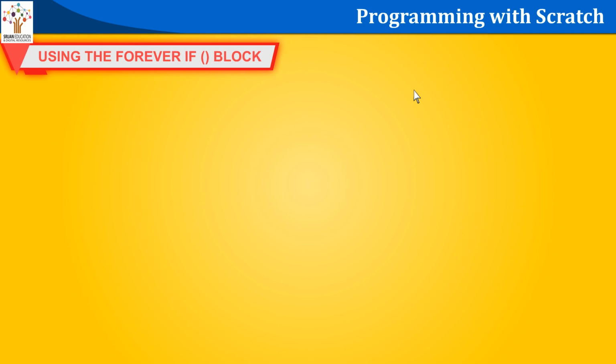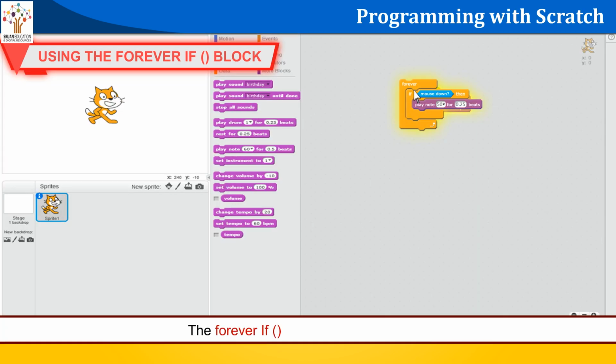Using the Forever If block. The Forever If block is a control block. The block continuously checks its condition. If the condition is true, the code inside the block will run and the script continues. But if the condition is false, nothing will happen until the condition becomes true again. The block continuously runs in a loop. In fact, this block works just like the if block placed into the forever block.